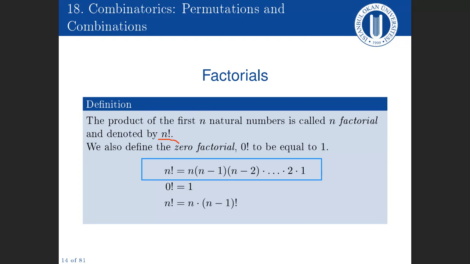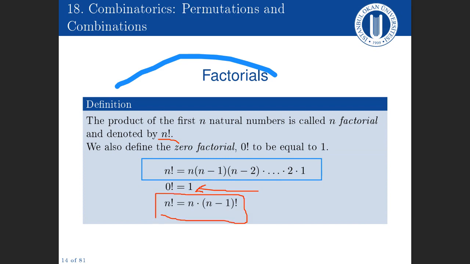Here we go. N factorial means n multiplied by n minus 1, multiplied by n minus 2, multiplied by n minus 3, etc., multiplied by 3, multiplied by 2, multiplied by 1. For the number 0, we need to invent something which makes sense, and defining 0 factorial to be equal to 1 makes sense. Now, factorial has the property that n factorial is always equal to n multiplied by n minus 1 factorial.